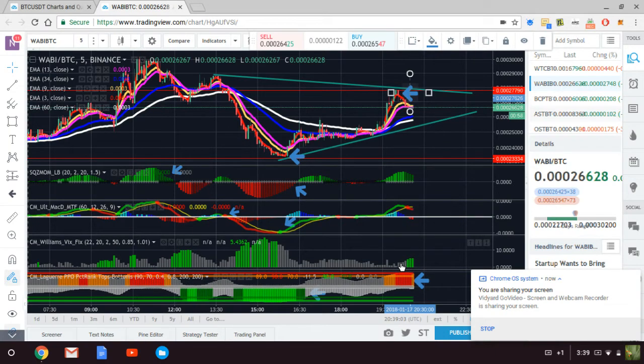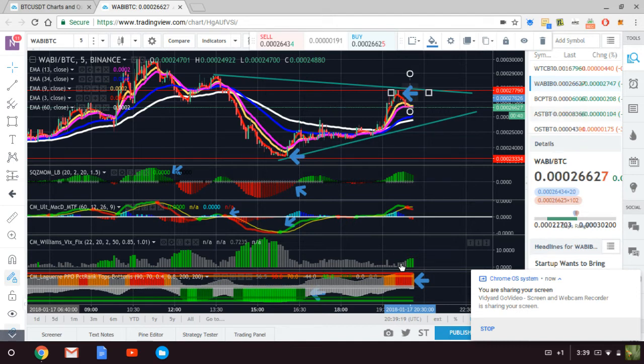Today, I want to talk about this website I use called TradingView. You can follow stocks, cryptocurrencies, anything you want. And right now, we're just talking about cryptocurrency. And you can use these indicators on any of the cryptocurrencies or stocks out there.